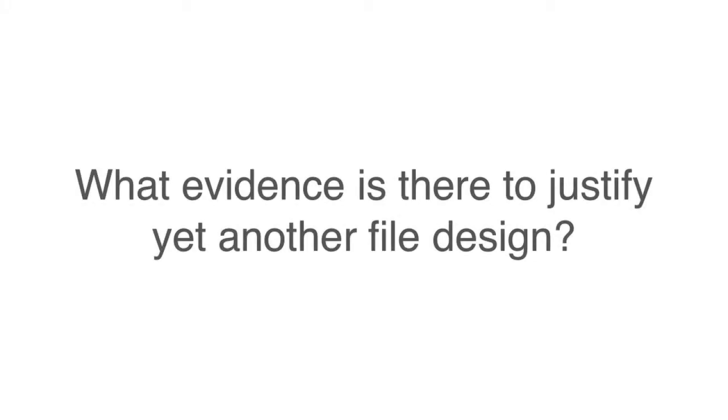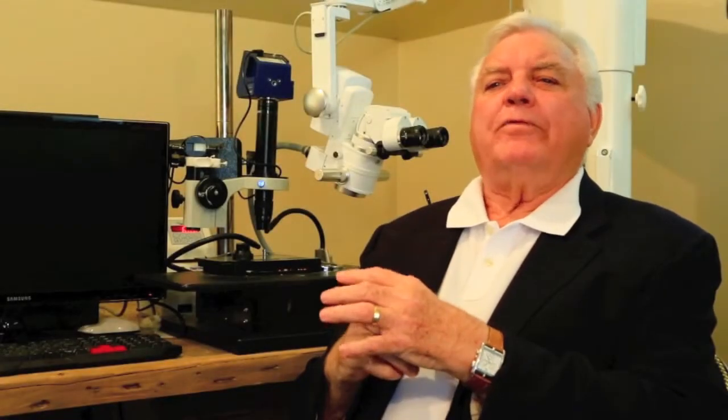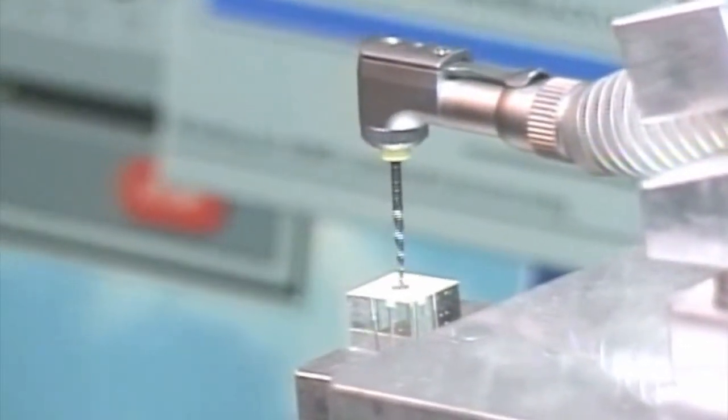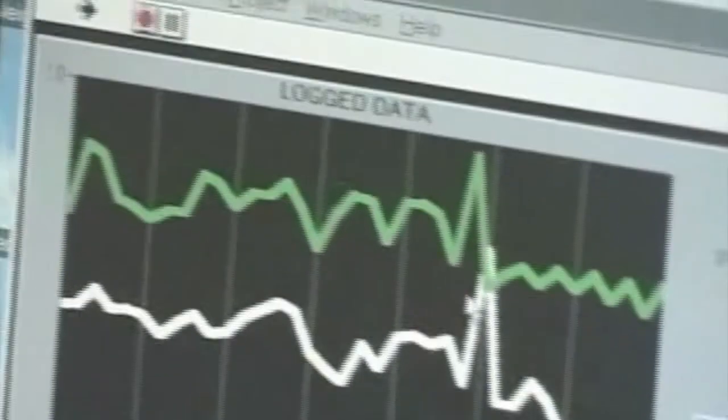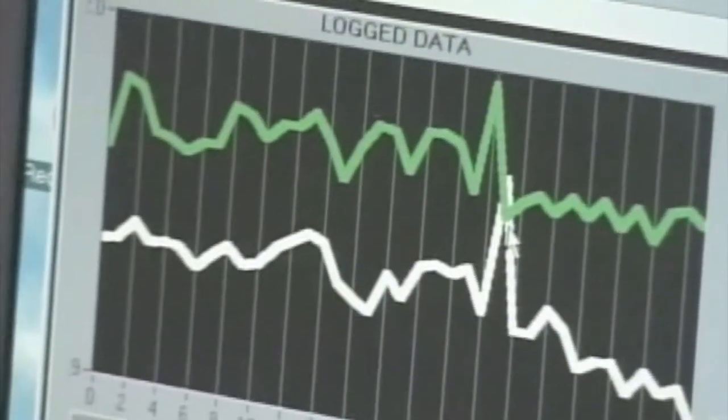What evidence is there to justify introducing yet another file design? Well, we've conducted over 2,000 computer-controlled evaluations, testing different file configurations. I designed a computerized clinical simulator to enable us to precisely reproduce the various clinical motions that simultaneously measure the torque, the pressure, and the time while using different instruments.